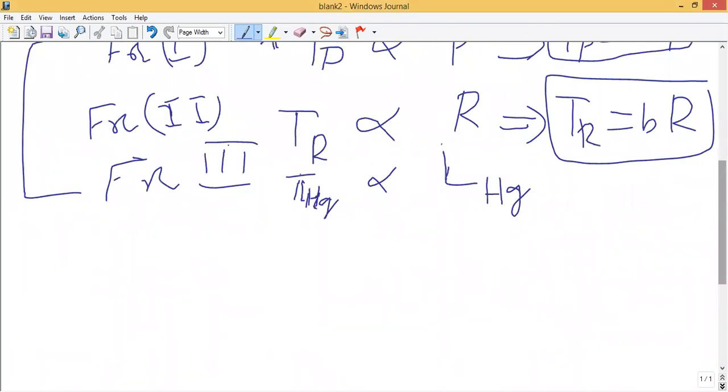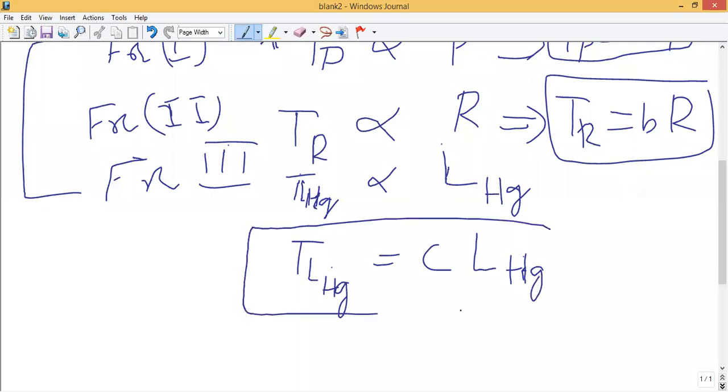So now we can write it as the length of the mercury column equal to C L. Okay. It means if you increase the temperature, the length of the mercury column will increase. Okay.